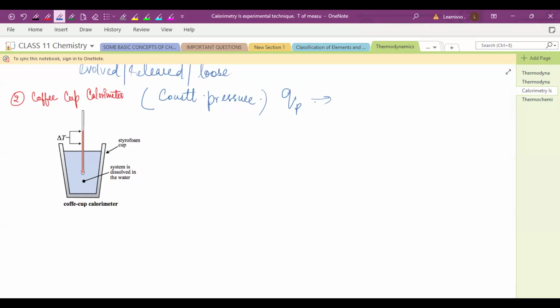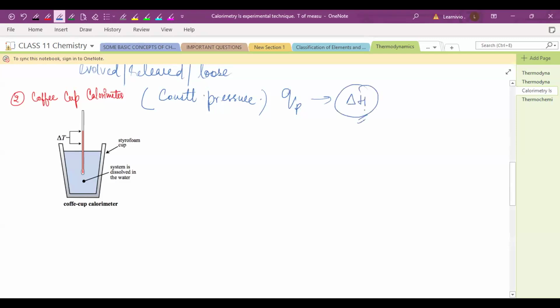In the bomb calorimeter, it was an isochoric process. The volume was constant, so here we just talk about delta U, the change in internal energy. Same as that, in the coffee cup calorimeter, we will talk about constant pressure. The pressure remains constant. So here we will measure which change? Enthalpy change. We will talk about the delta H.